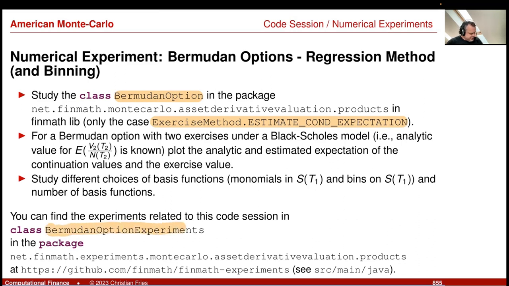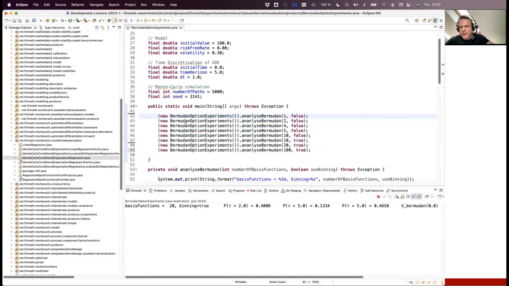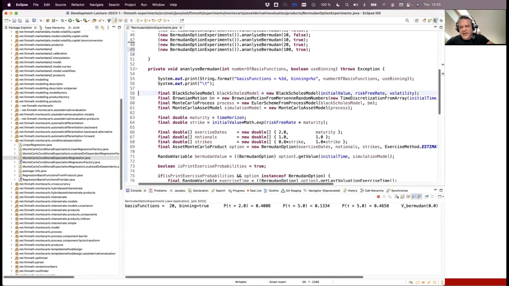So I have a Bermudan option experiment here in this experiment repository. Let's look in this experiment. This is the experiment I have used in the beginning. Okay, and let's look at the code, what I'm doing. We use the Black-Scholes model, the time discretization for our Euler scheme for the SDE, 5 years, annual time steps, and the Monte Carlo simulation parameters, 5,000 sample paths with some Monte Carlo seeds. I create my Black-Scholes model, my Brownian motion. I pass this to the Euler scheme to generate the Monte Carlo simulation of the time discrete stochastic process.